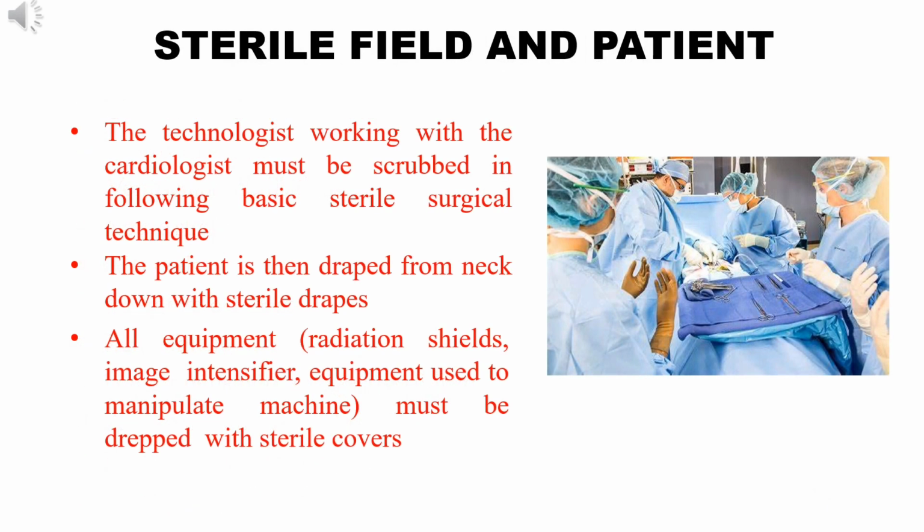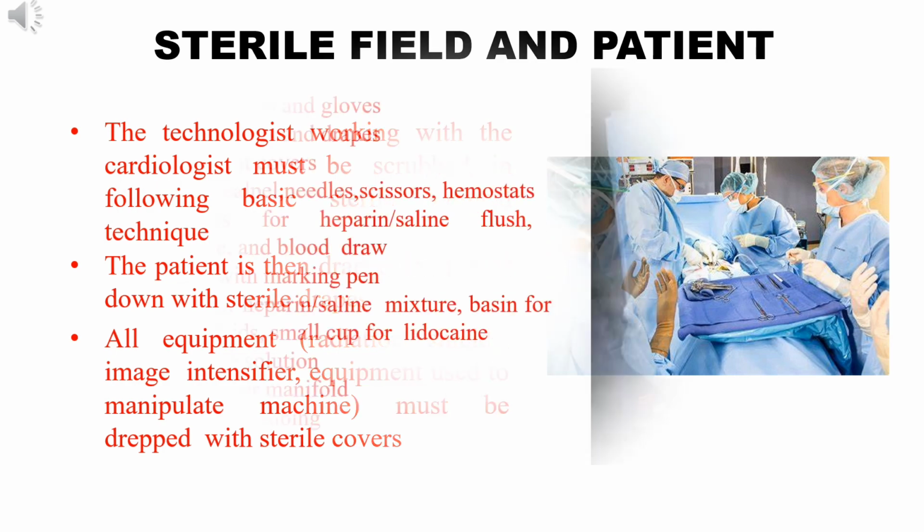Coming to the sterile field and patient. The technologist working with the cardiologist must be scrubbed, following basic sterile surgical technique. Then the patient will be draped from neck down with sterile drapes. After that, all the equipment like radiation shields, image transfers, and equipment used for manipulating the machines must all be draped with sterile covers.